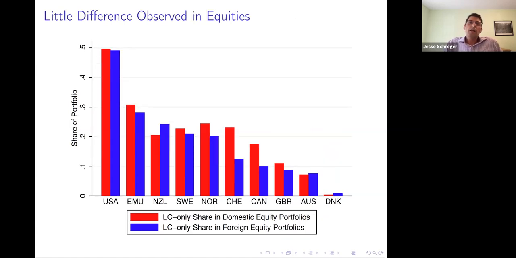Now, you might say again, well, there could be a compositional difference in the firms, that there's something else that's explaining why a firm would borrow in foreign currency.